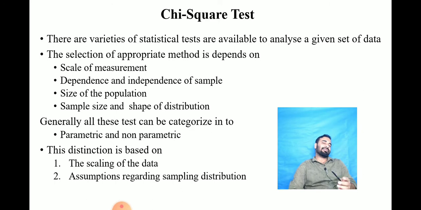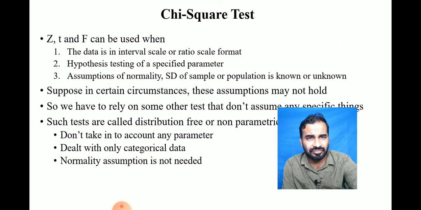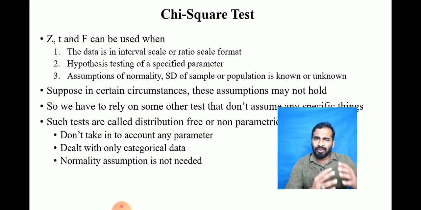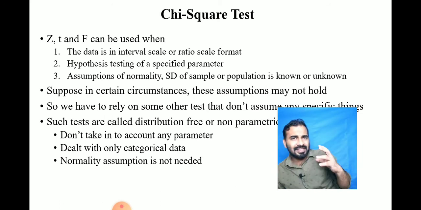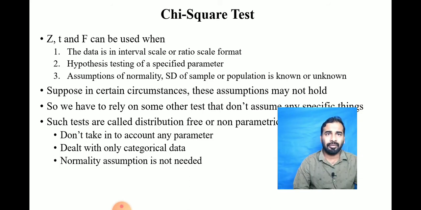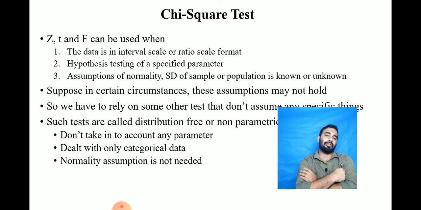Clear? Okay. So far we have studied Z test, T test and F test. All these tests are applicable only for ratio scale data. What does ratio scale mean? Ratio scale variables are purely quantitative variables. So Z test, T test and F test can be used only when the variables are ratio scale variables.